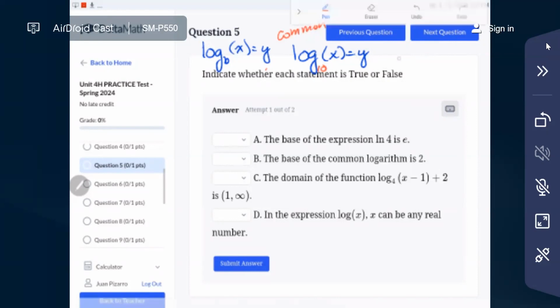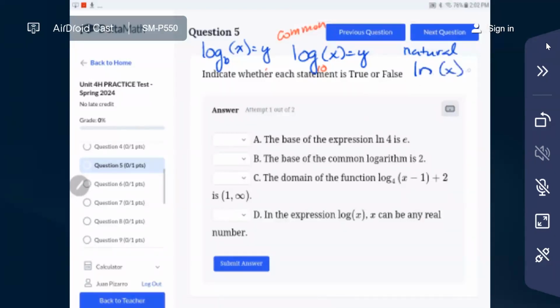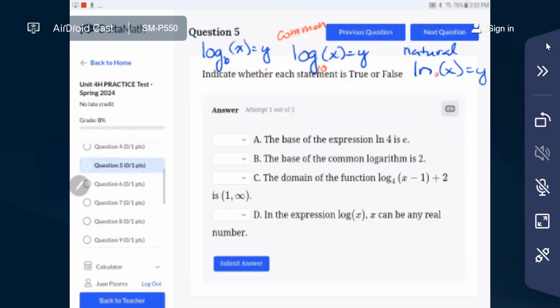There's one more, which is a natural log. This one's called natural, and it has an L in it. So we have ln instead of log, and the n is for natural. But it's the same thing. This one has a hidden or invisible base, which is e.